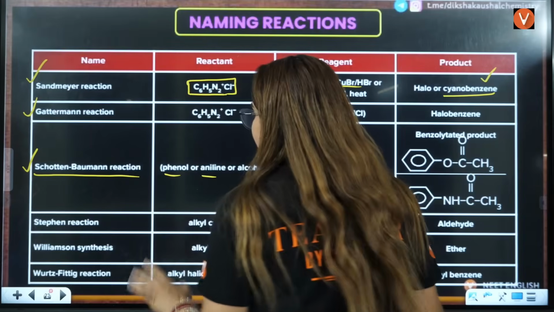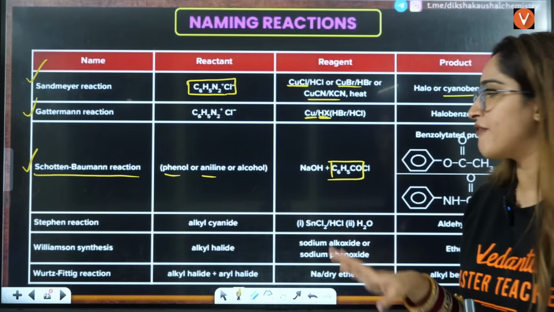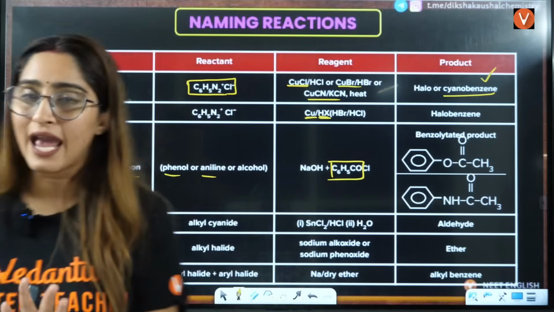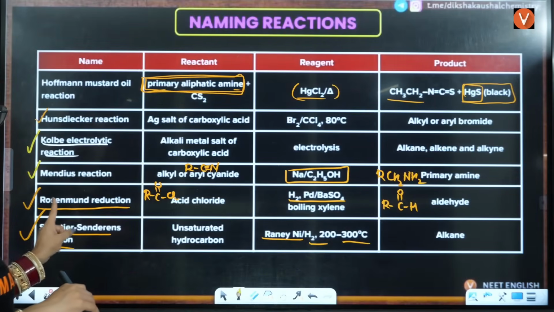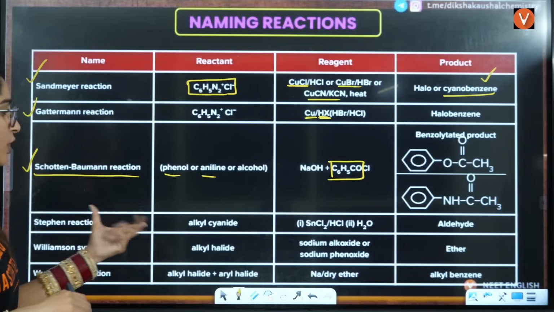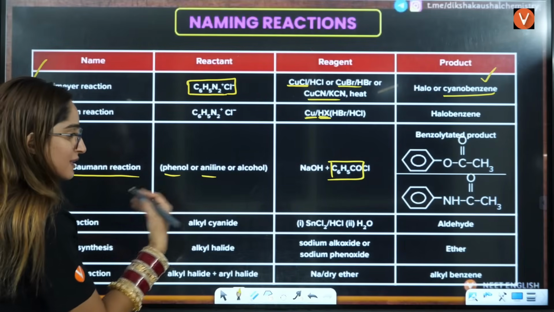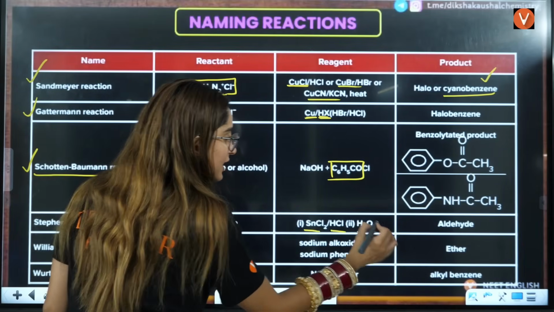That is called Schotten-Baumann reaction. Okay, next is Stephen reaction, that is you have alkyl cyanide. So again you have alkyl cyanide. See, in Mendius also you had alkyl cyanide, right? So here also you have alkyl cyanide, but in this case you add SnCl2, HCl and water.